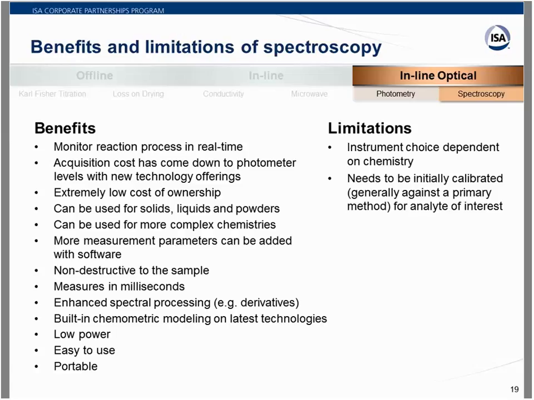Limitations: the instrument choice, you have to select an IR, an NIR, VIS, UV, far UV. My colleague will cover the considerations of this in depth. And the spectrophotometer needs to be initially calibrated, typically against a primary standard or a primary method for the analyte or analytes of interest, again, if you delve into the chemometrics.